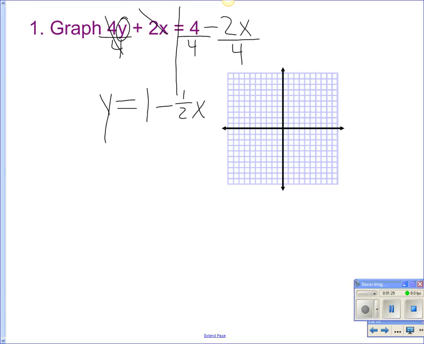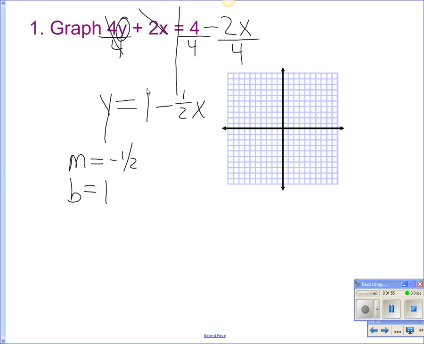And I need to put the x with it. Jacob Shelton, what would be my m? Very good. Negative 1/2. M is the number with the x. It's your slope. Blake, what would be your b? 1. B is the other number. Okay? All right.